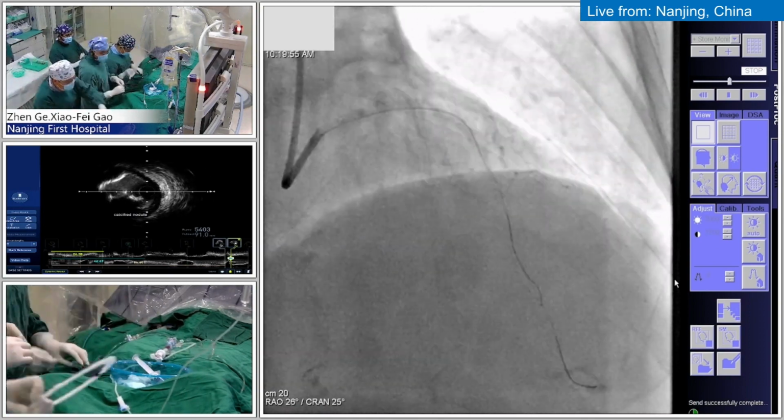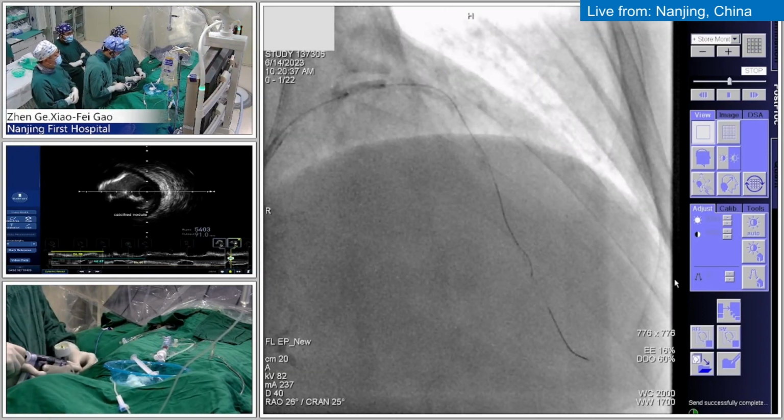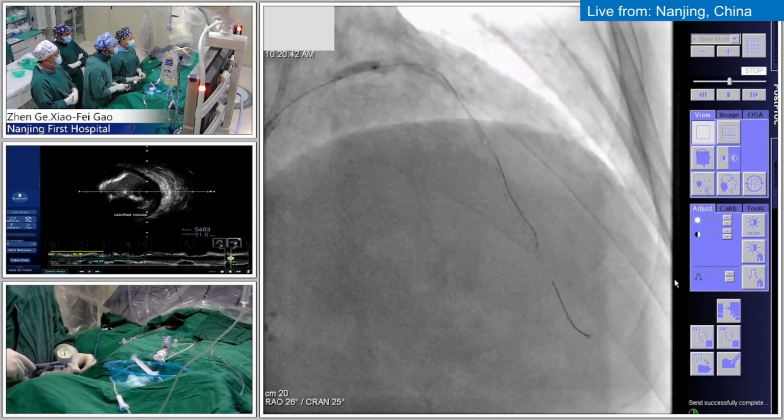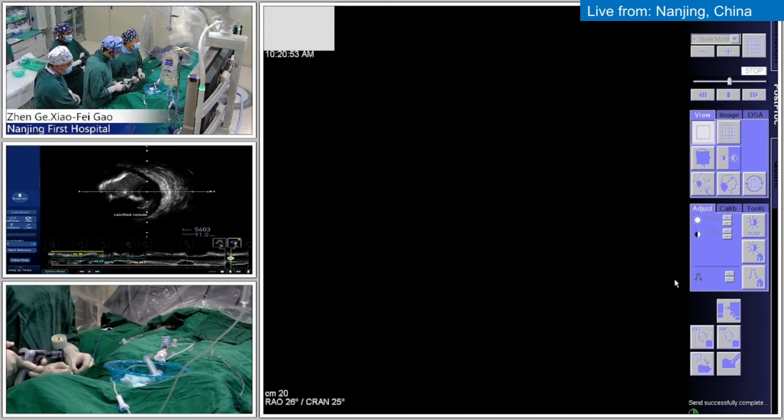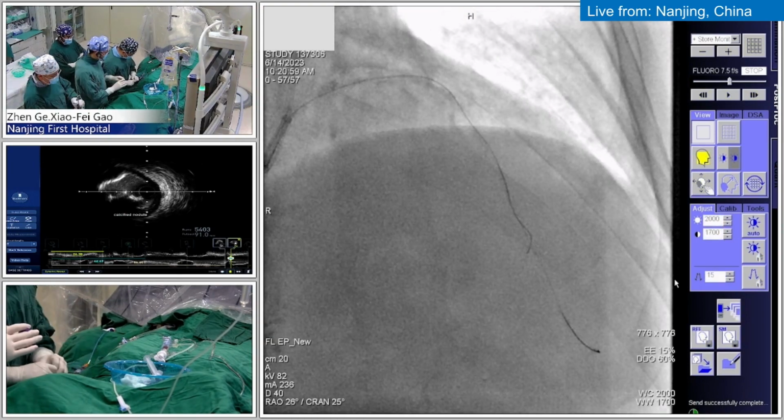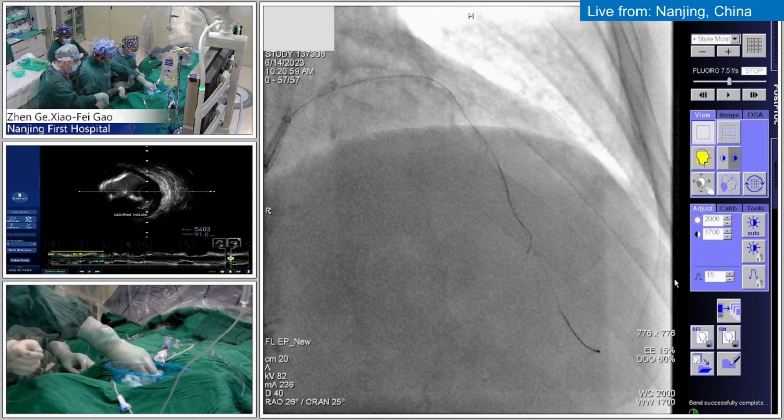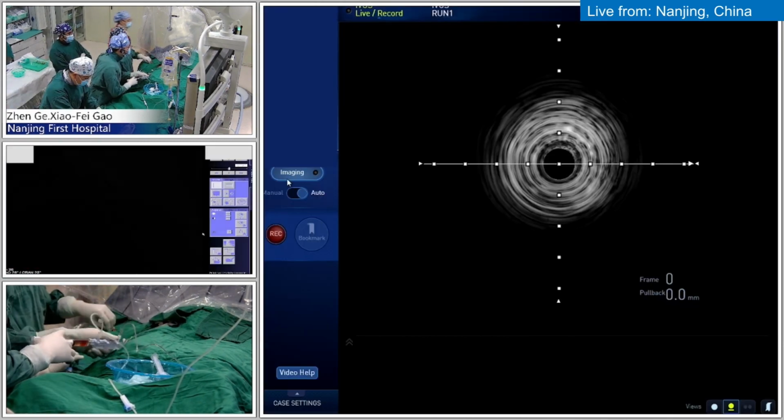Okay, looking good. This is the 3.0. Oh yeah, good. Expanded very nicely and easily, and expanded very well there too. Give some nitro. I want to check IVUS again. IVUS is ready.